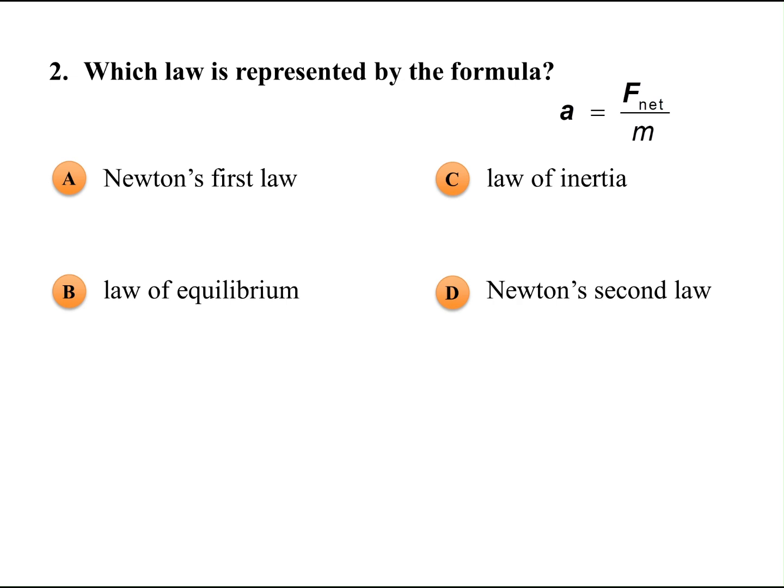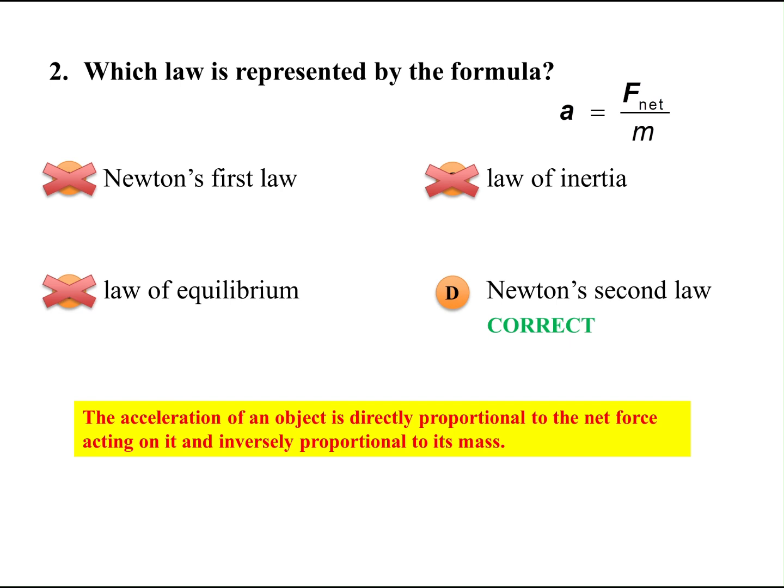Which law is represented by the formula a equals F net over m? Of course, the answer is D, because the acceleration of an object is directly proportional to the net force acting on it and inversely proportional to its mass.